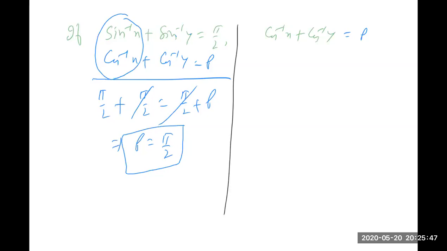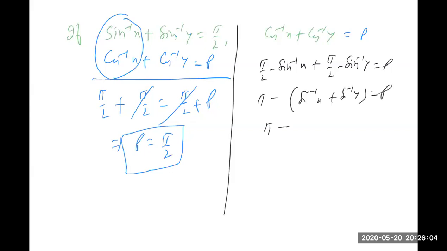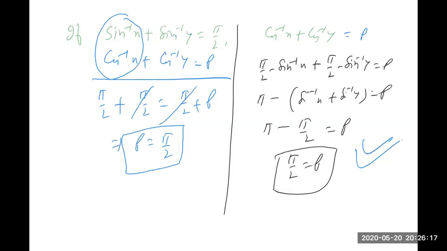See, this was the one method. Second method, you can write cos inverse x as pi by 2 minus sin inverse x. This also you can write pi by 2 minus sin inverse y is equal to p. So pi minus sin inverse x plus sin inverse y is equal to p. And what is this one? Pi minus pi by 2 is equal to p. So p is equal to pi by 2. You can solve by this method. Any method you can use. For board, I think this will be a much better method. Second method.